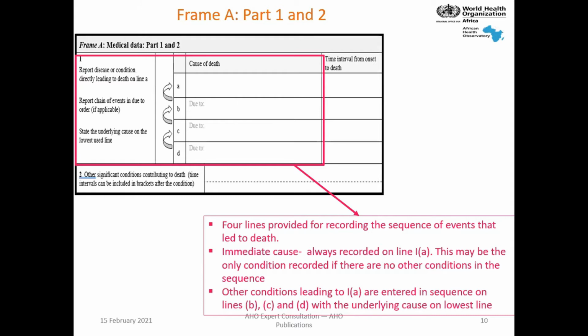If line B is something like severe hemorrhage, that cannot be the underlying cause of death. You need to find out more about what caused the hemorrhage. That means you have to go again and fill line C.